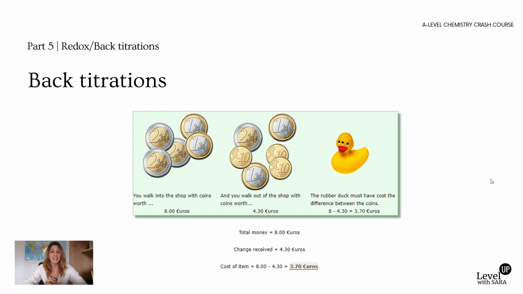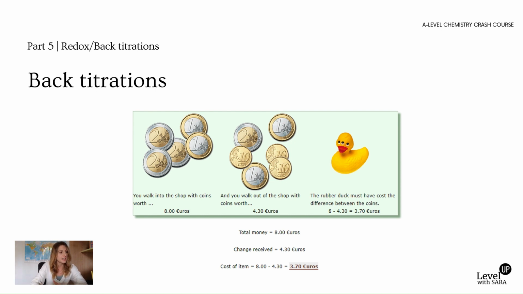So you had initial money. You calculate how much money was left over, and you can find the amount that you initially used up. So can you link it to a chemical reaction? In a back titration, normally you have an initial reaction, with something that you know and something that you don't know. So you find your initial amount.